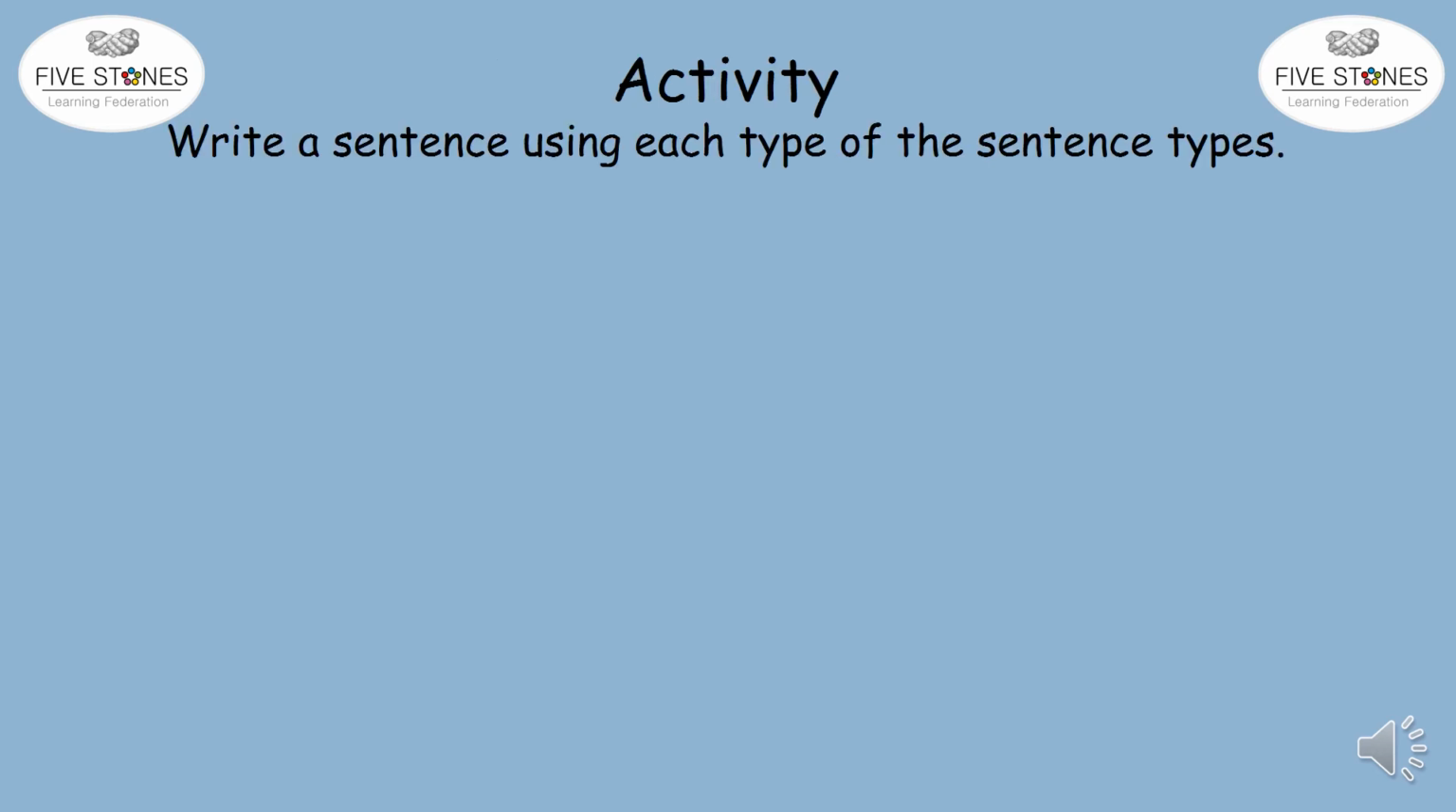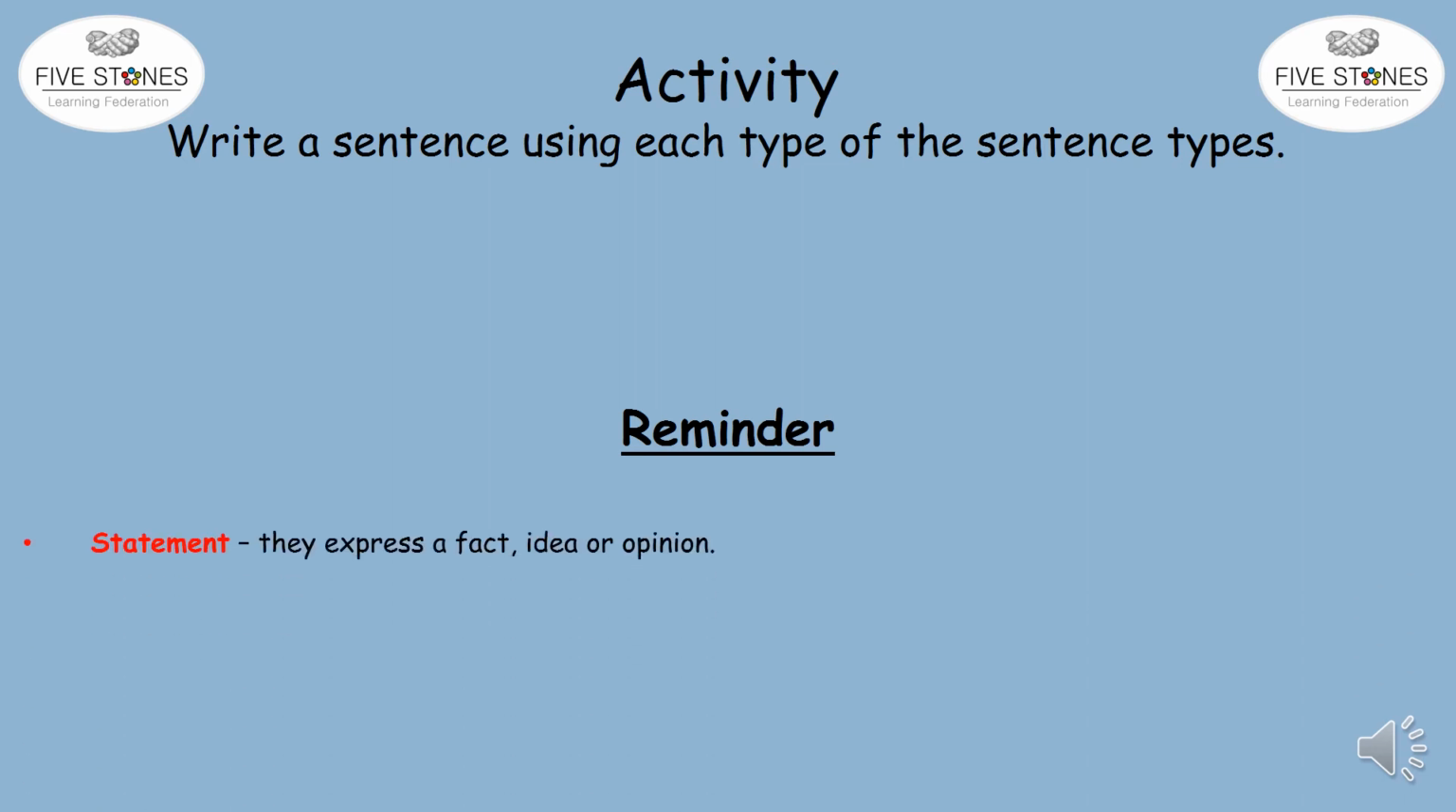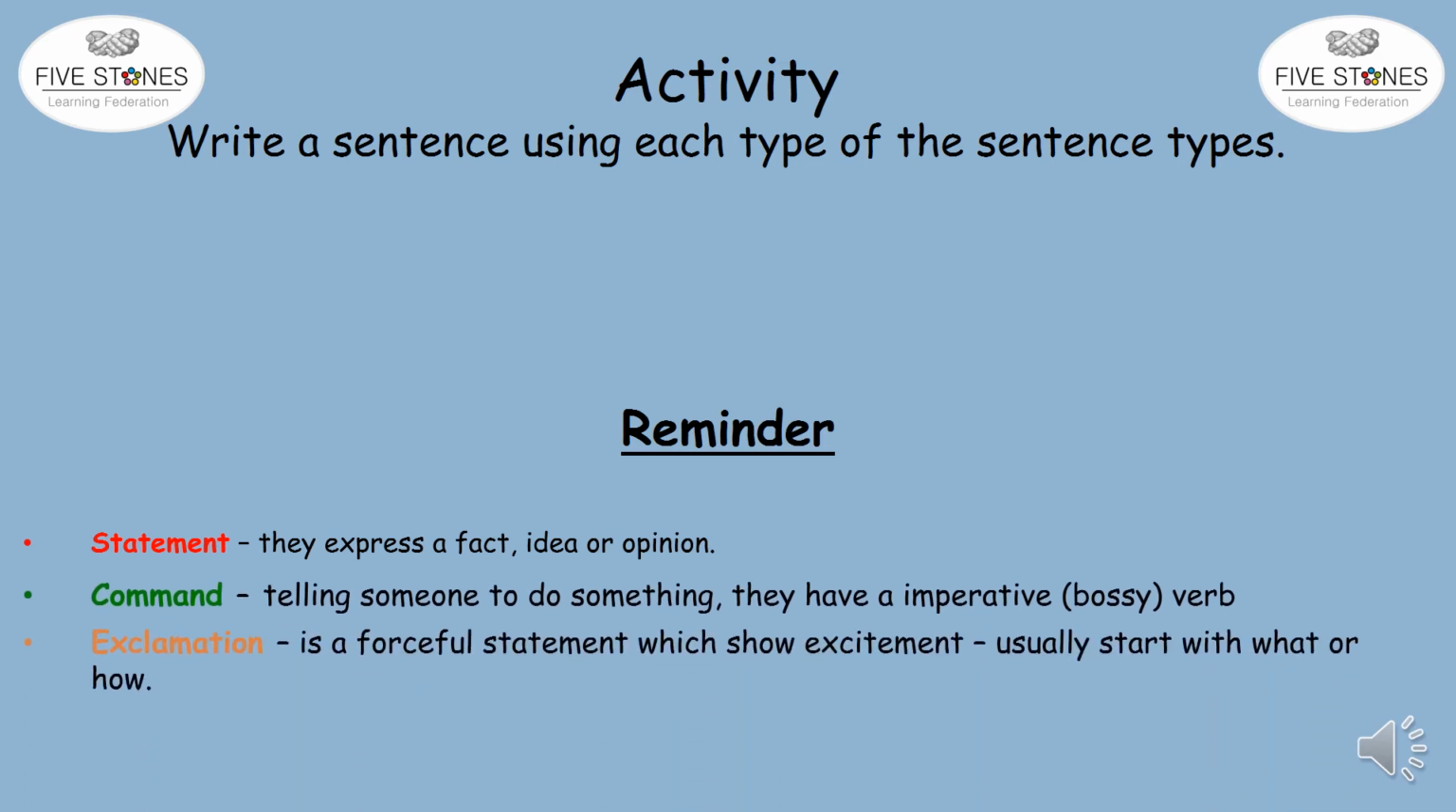Alright, quick activity I would like you to do for these is I would like you to write a sentence of your own using each of these sentence types, okay? So without the pictures to help you, try and think of one of each. So the 4 that you're going to try and do is a statement, a command, an exclamation, and a question, okay? Remembering that correct punctuation that we've looked at.